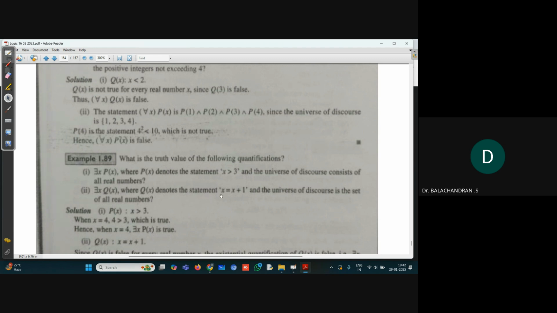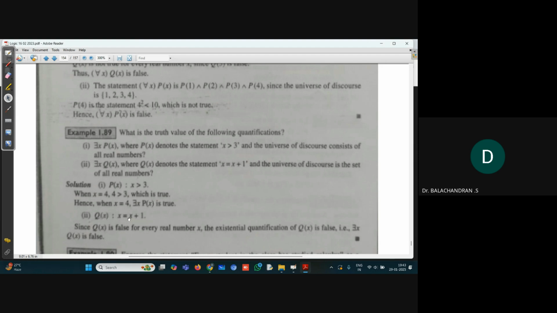Okay, next, there exists x, Q of x. Q of x is the statement x is equal to x plus 1. The universe of discourse consists of the set of all real numbers. But x equal to x plus 1 is never true, as we know. Since Q of x is false for every real number, therefore there exists x, Q of x is false.